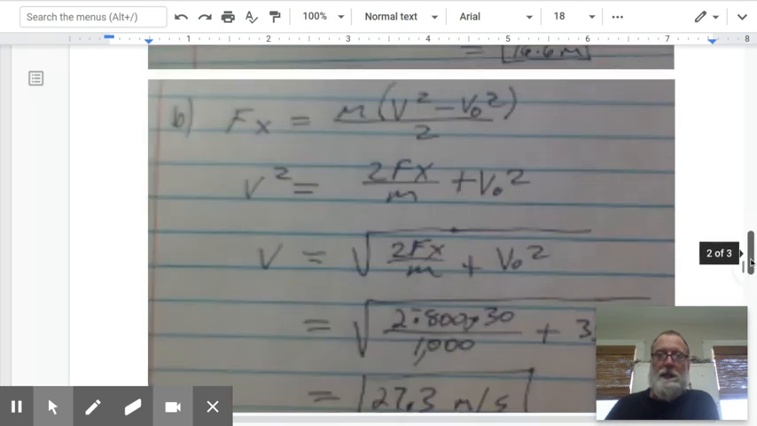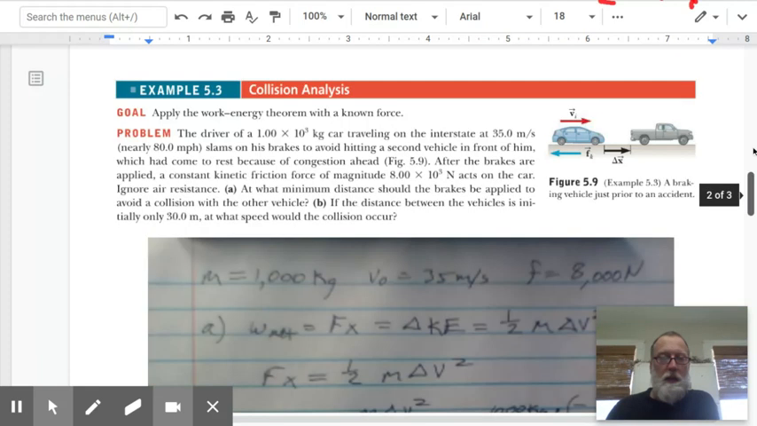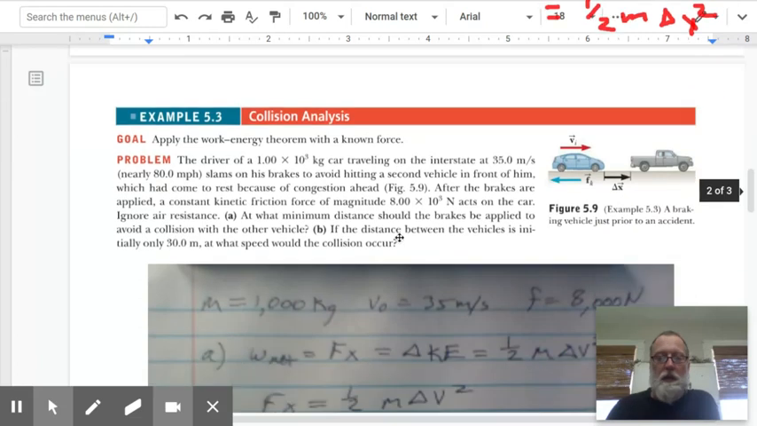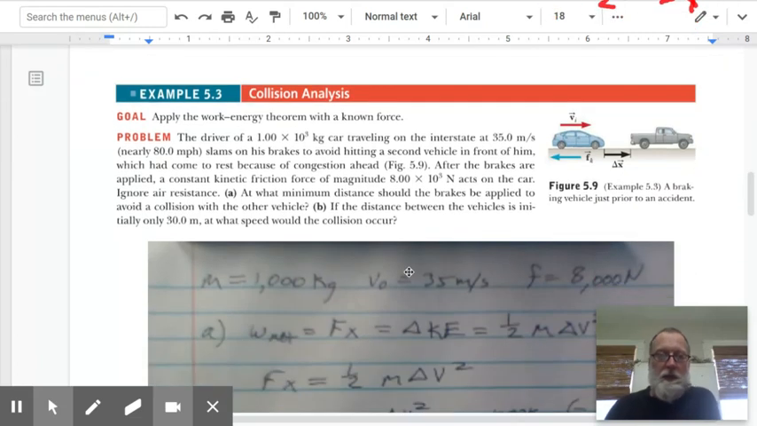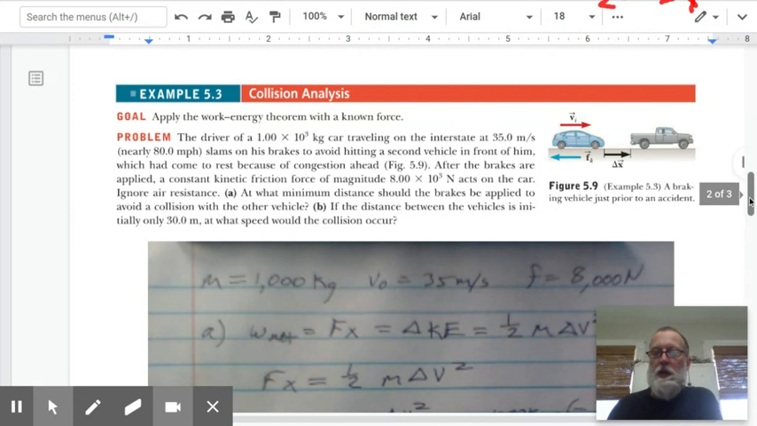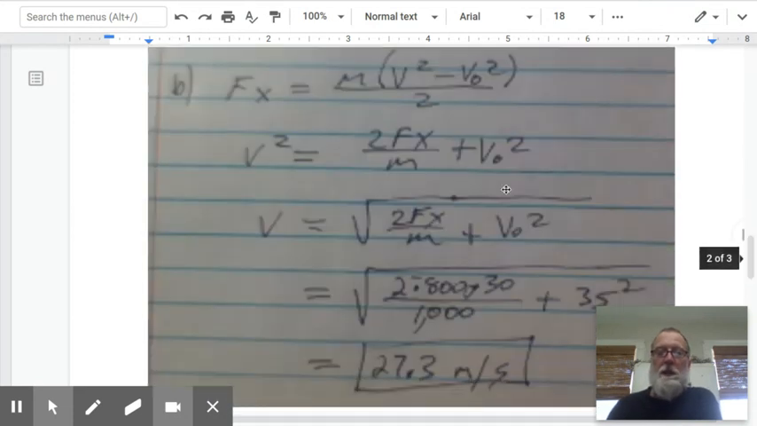Part B says, if the distance between the vehicles is initially only 30 meters, at what speed would the collision occur? So we have 30 meters separation to begin with.